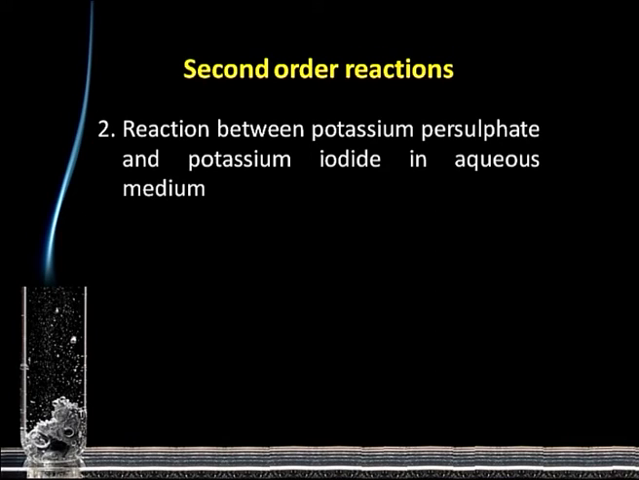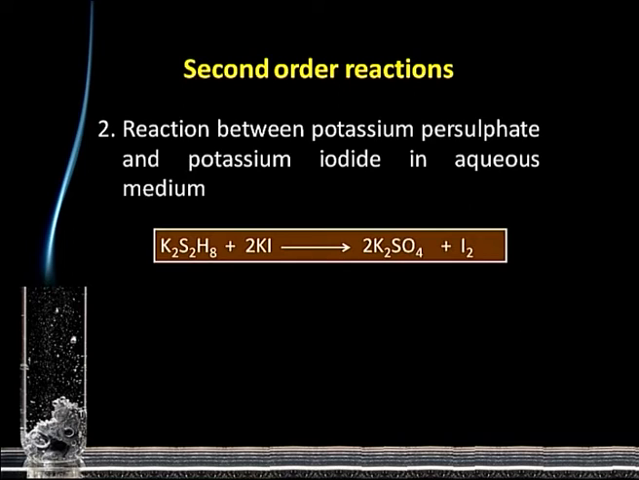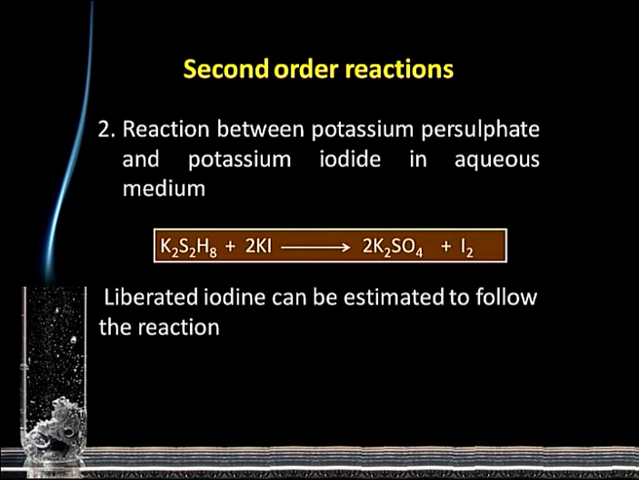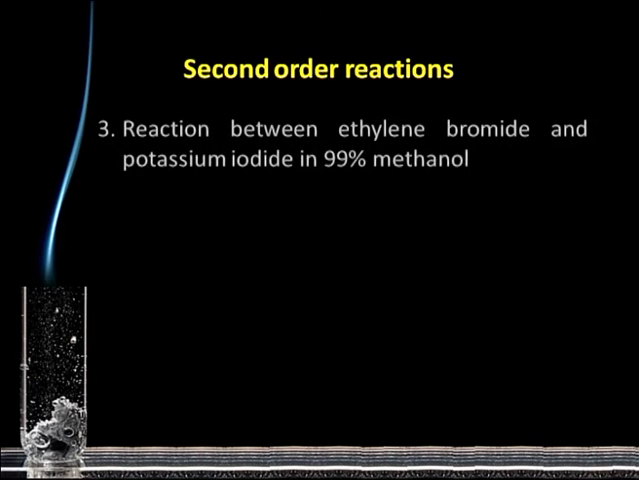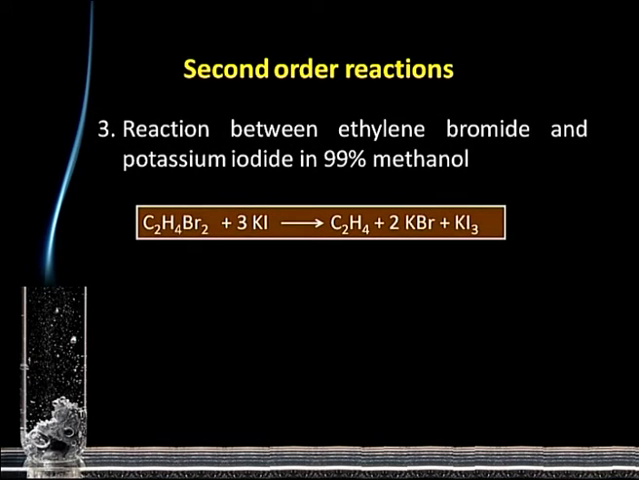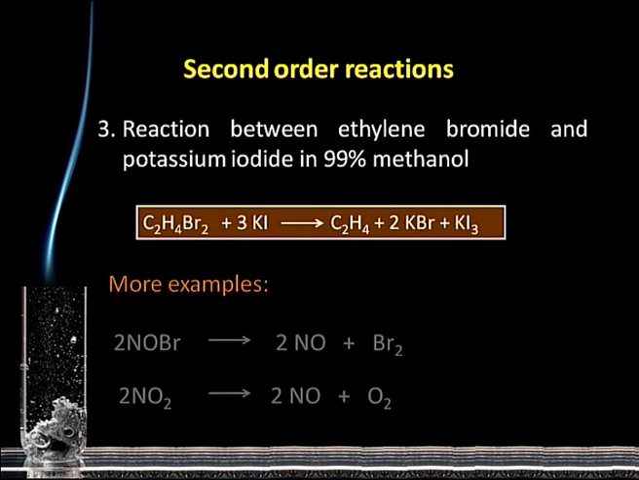The reaction between potassium persulfate and potassium iodide in aqueous medium. Another example, liberated iodine can be titrated so as to follow the reaction. The third example, reaction between ethyl bromide and potassium iodide in 99% methanol. And there are other reactions which follow second order kinetics, 2NOBr giving you 2NO plus Br2 and 2NO2 giving you 2NO plus O2.